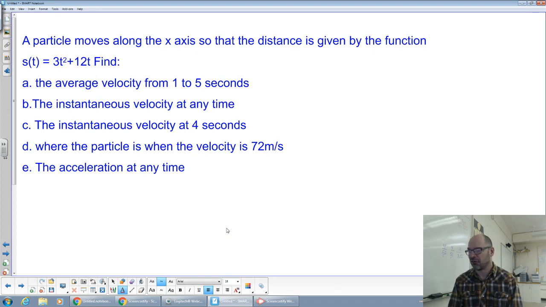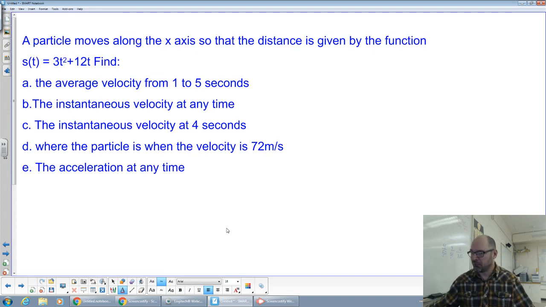So the first question is the average velocity. So we have to find out the velocity at 1 second and the velocity at 5 seconds and subtract the two, which is final velocity minus initial velocity over final time minus initial time, which will give you that equation. It's a physics equation when we do it. The second one, the instantaneous velocity, is just the derivative at any time. The instantaneous velocity at 4 seconds, we'd have to plug it in, then where the particle is when the velocity is 72 meters a second, and the acceleration at any time.